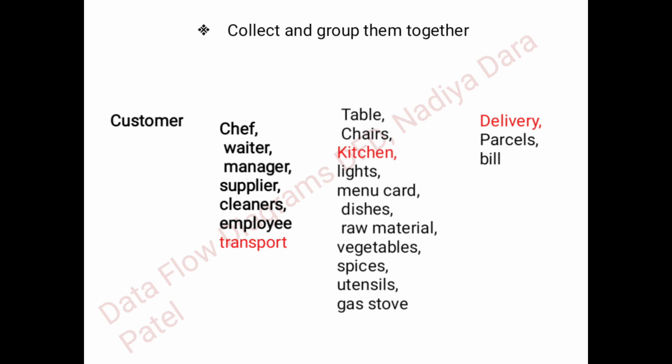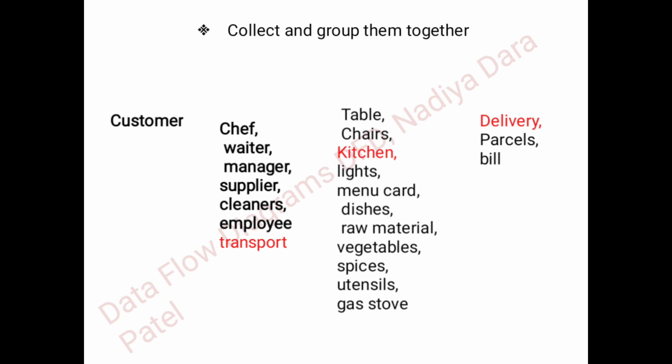In fact, kitchen is the most important process in a restaurant management system. So here you actually get raw things, process them, prepare some lavish dishes and serve them. So this is the most important process of our system.